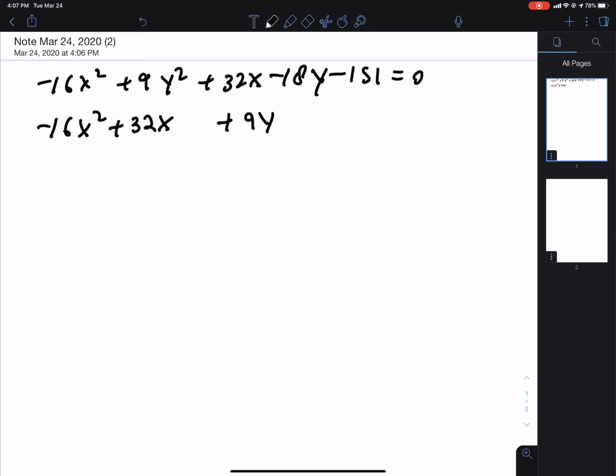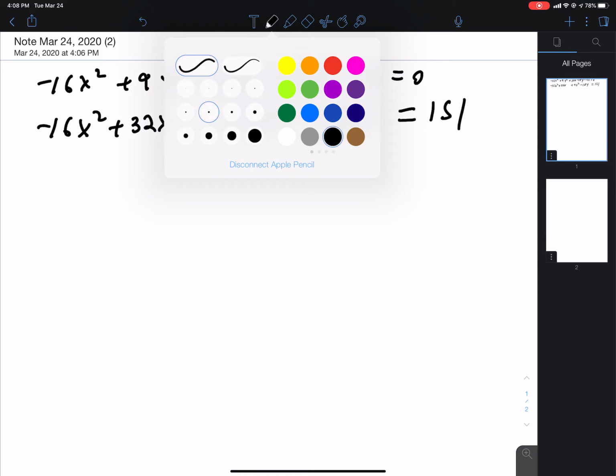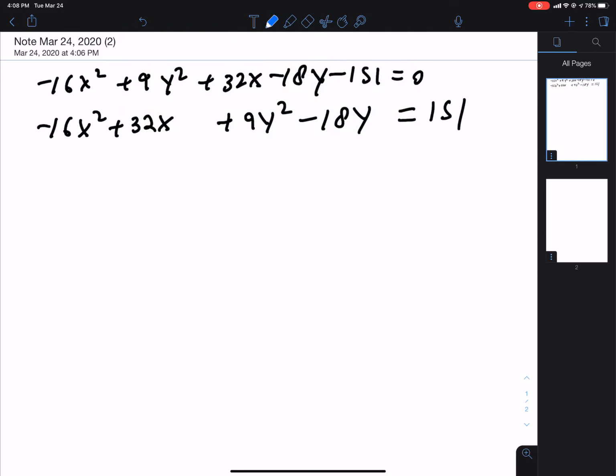Now my y's I want to get together, so next I put my 9y squared minus my 18y, and I'm going to add 151 to both sides so I get my constant on the other side. Next, you will have to factor out this negative 16 from the x's. That'll leave me x squared minus 2x. And there I'm going to leave a space to get my magic number.